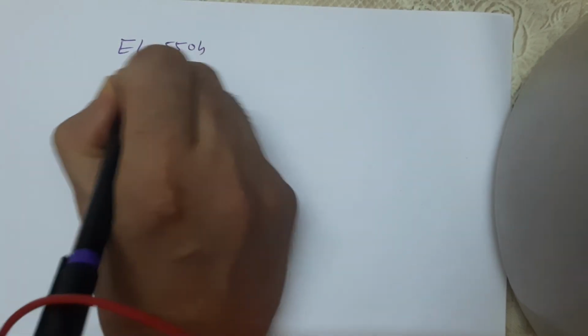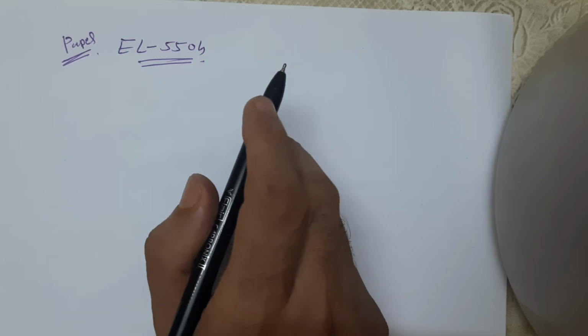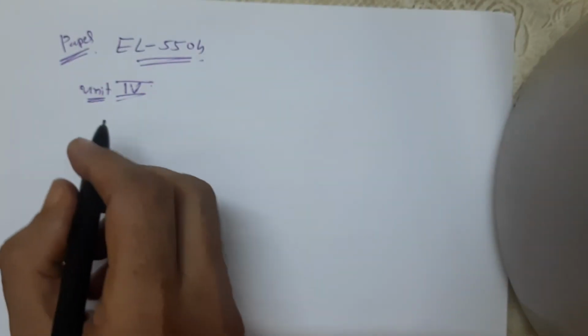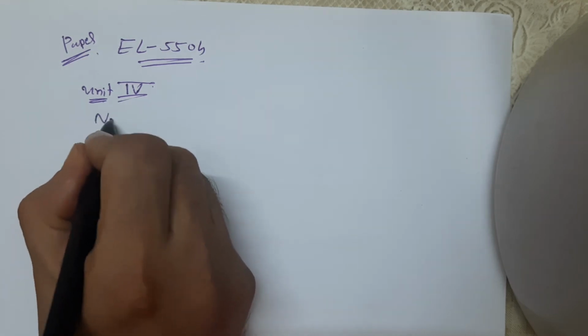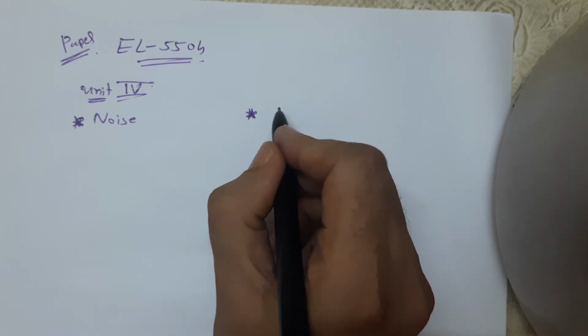Next I will discuss paper number EL5504. I will discuss EL5504, Unit number 4. And here again there are 2 topics: noise, and the second topic is satellite communication.